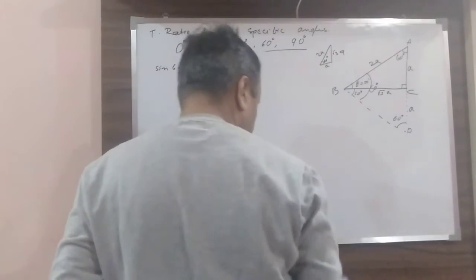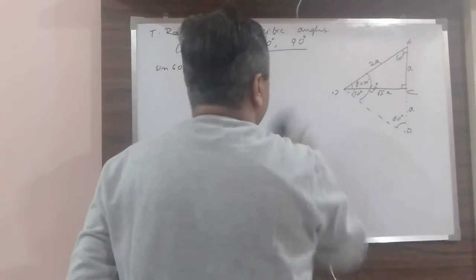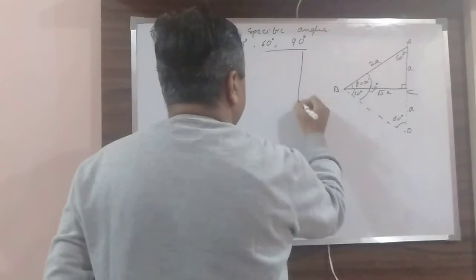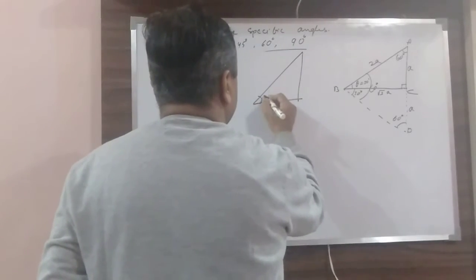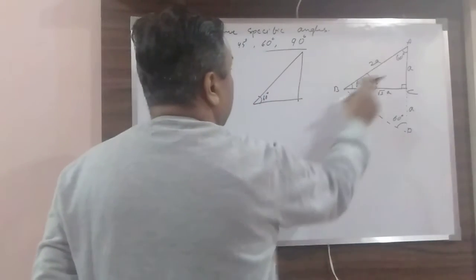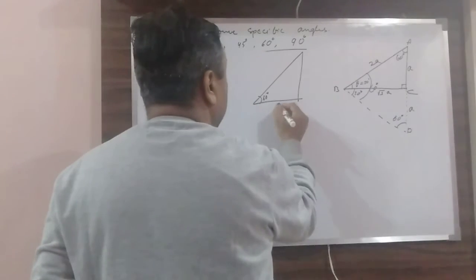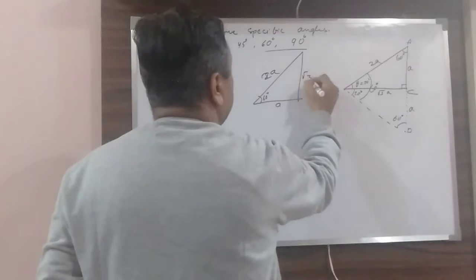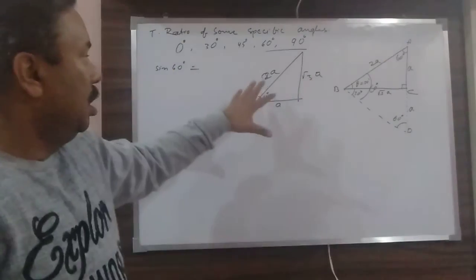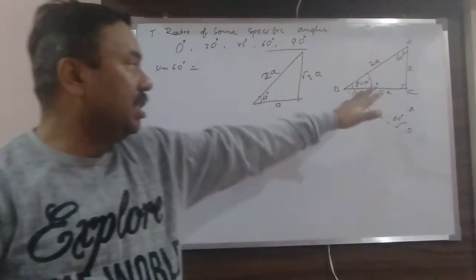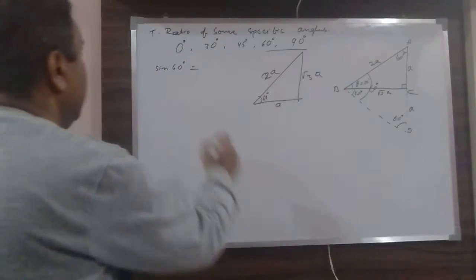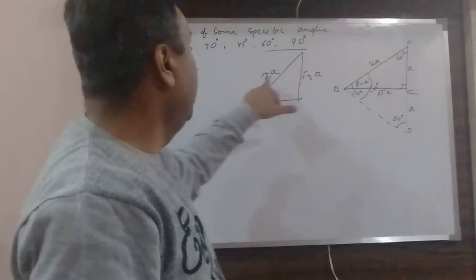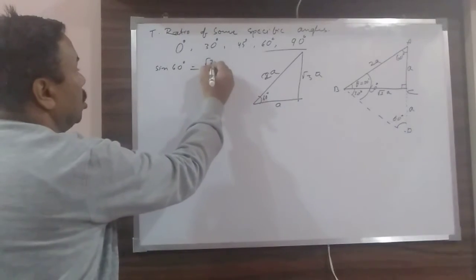This is 60 degree. I will draw it once again. Like if this is 60 degree, then obviously the side adjacent to this will be A, this will be 2A, and this will become root 3A. You can do the calculation as I have explained for this. So then sine 60 degree will be what? Sine 60 degree will be root 3 by 2. It will become square root of 3 by 2.